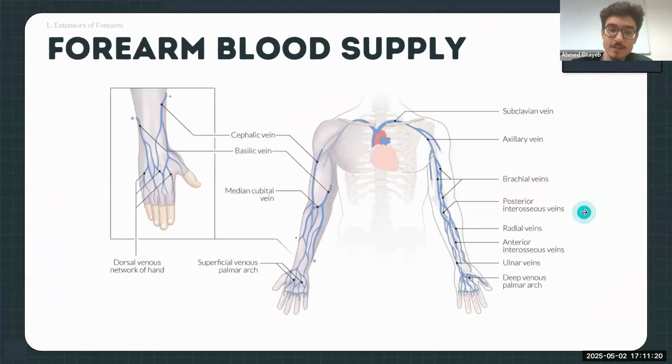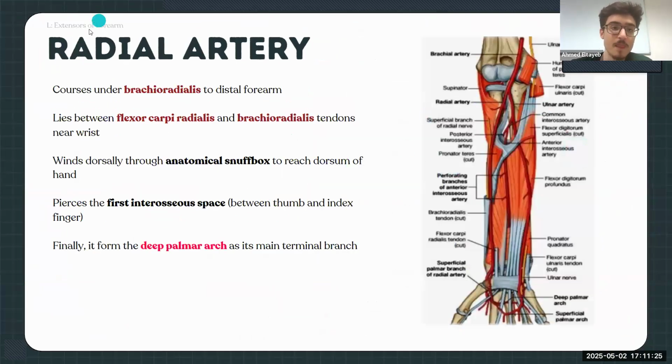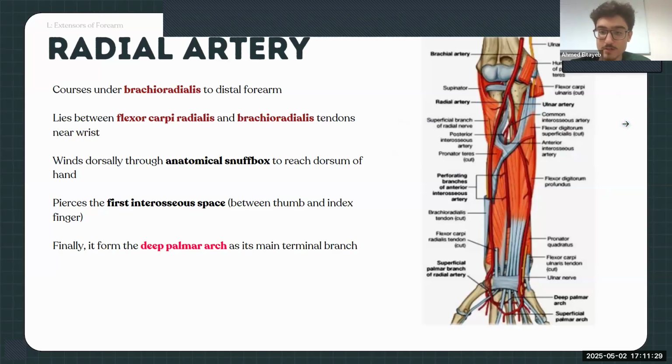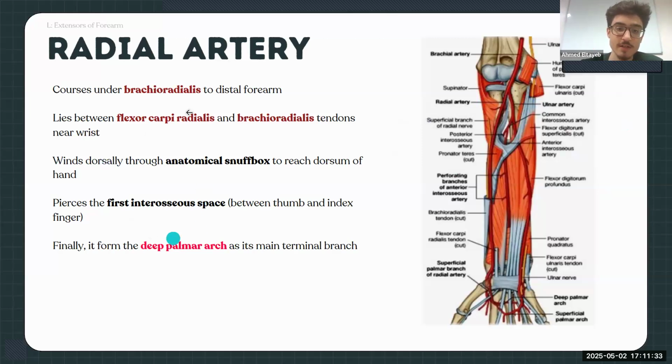Let's talk about the arteries now. This is the same diagram we just looked at before. The radial artery is one of the 2 arteries that is very important here. Let's just talk a bit about its course. You don't really need to know all the details of the path it takes, where it goes and where it starts, but have a general idea about it. Just know the most important things.